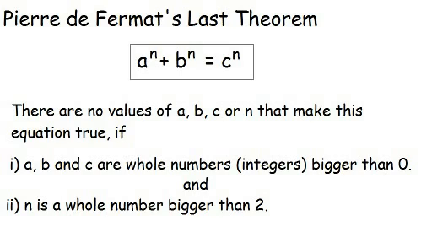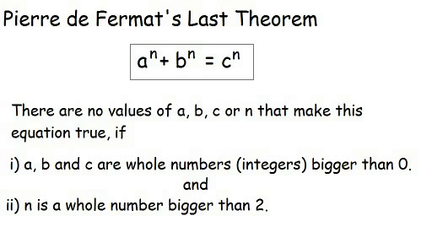The theorem goes as follows. Consider the equation on the screen. 3 numbers, a, b, and c, which might all be different, or 2 of them might be the same, are all raised to the same power n, and lo and behold, it is found that by adding a to the power of n and b to the power of n, it gives you c to the power of n.